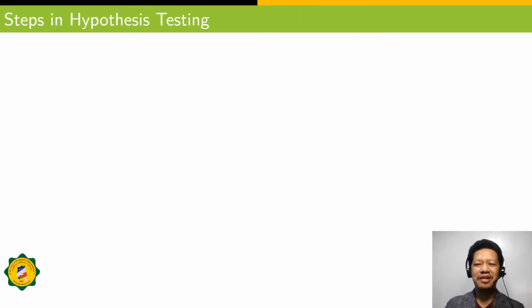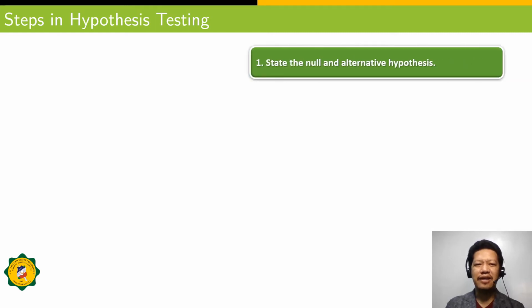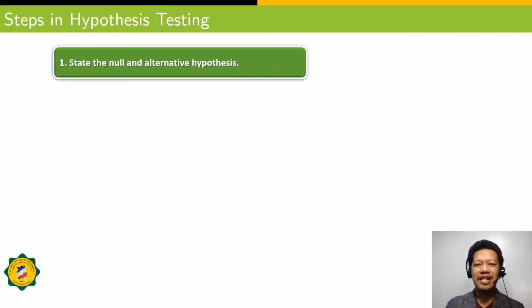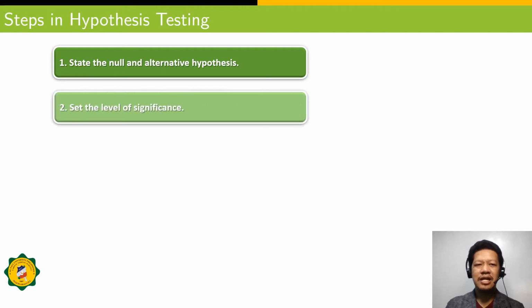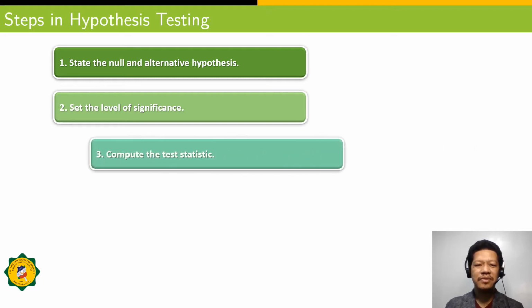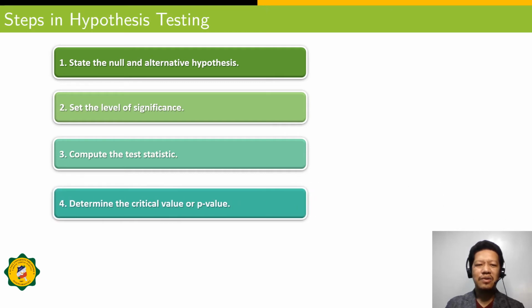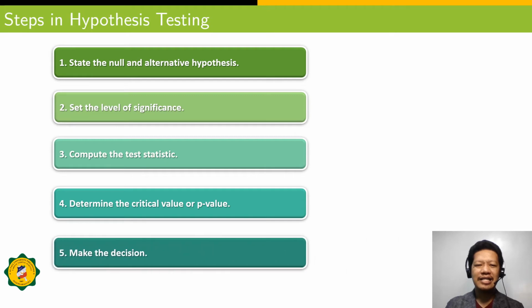Let us have an overview of the steps in hypothesis testing. So here are the steps in hypothesis testing. First, we have to state the null and alternative hypothesis. Second, we have to set the level of significance. We have to choose between 0.05 and 0.01. Then we have to compute the test statistics. And then we have to determine the critical value or p-value. And last, we have to make a decision whether to reject or not reject H0.